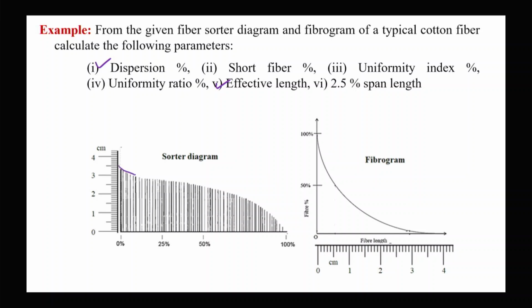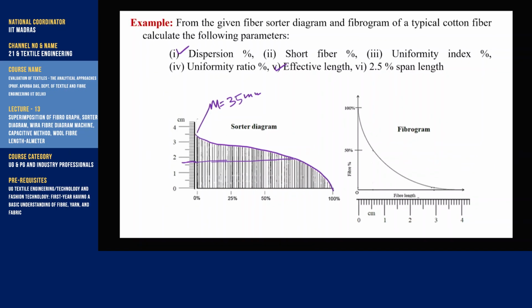This is the shorter diagram, and as per this, the maximum length is 35 mm. So what we have to do? For 35 mm, you have to take the midpoint of this. Okay, this is the midpoint of that. From this midpoint we have to draw a horizontal line, first approximation.